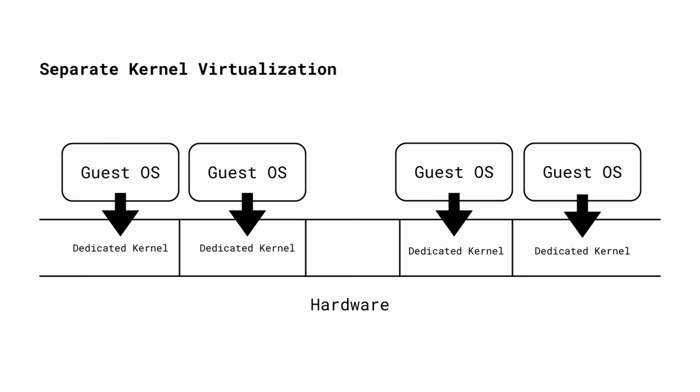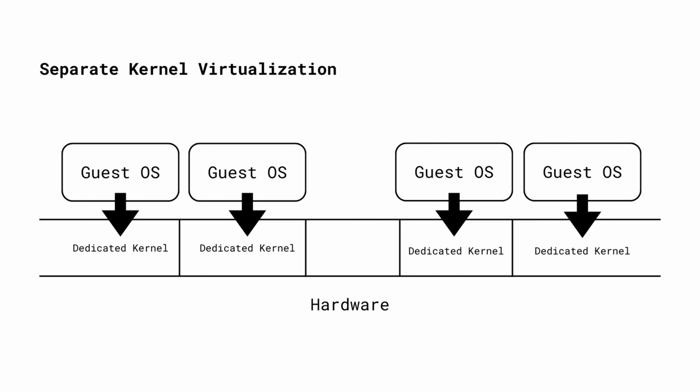Separate kernel virtualization also does not necessarily require a host OS. It could be run directly on the hardware, and this approach can run multiple operating systems simultaneously. In some cases, you might have multiple operating systems installed on your computer, and on the boot level, you can choose whether you want to run Windows or Linux or anything like that. However, you can run one system at a time.